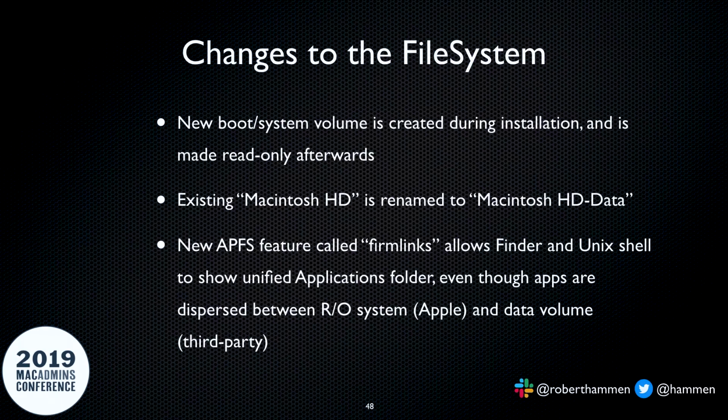But they've added a new feature to APFS called firm links, and this allows the Finder and terminal to display them as one. Your applications folder in the Finder looks just like it did on 10.14. But in reality, the Apple-approved apps live in one place, and the apps that you install as a user live in another. When you start talking about things like library extensions or /etc, it gets a little more nebulous. So there's a lot to grab there about changes to the file system.